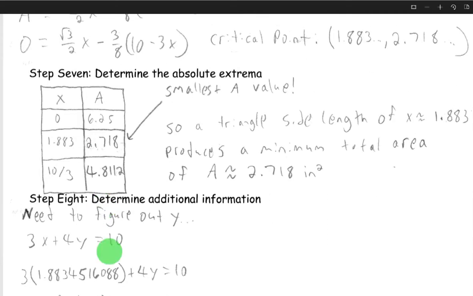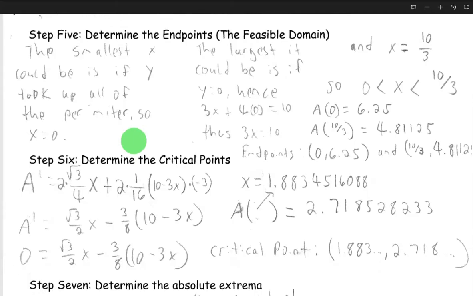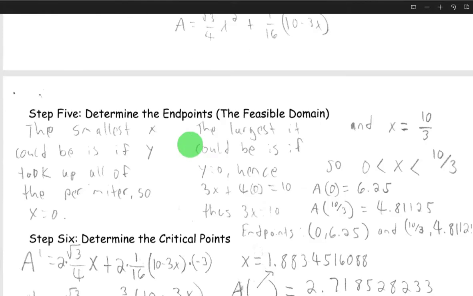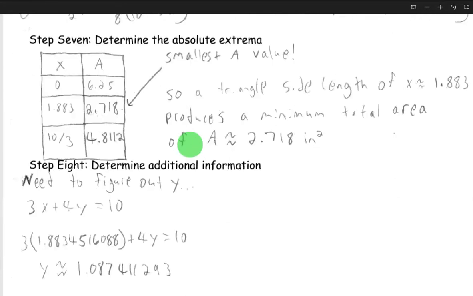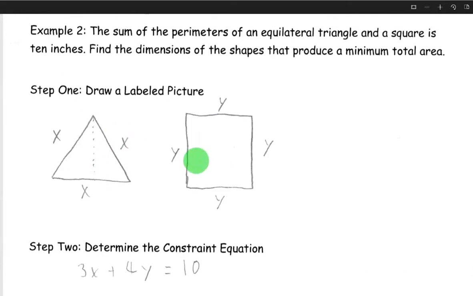Now in this case, I did use my constraint equation. 3x plus 4y equals 10, so I can plug in this long decimal for x, and then I subtract that number from 10 divided by 4, we get y equals 1.087411. So that means that our y will be a little bit bigger than 1, and our x will be 1.883, and that will ensure a minimum area given 10 inches of material.